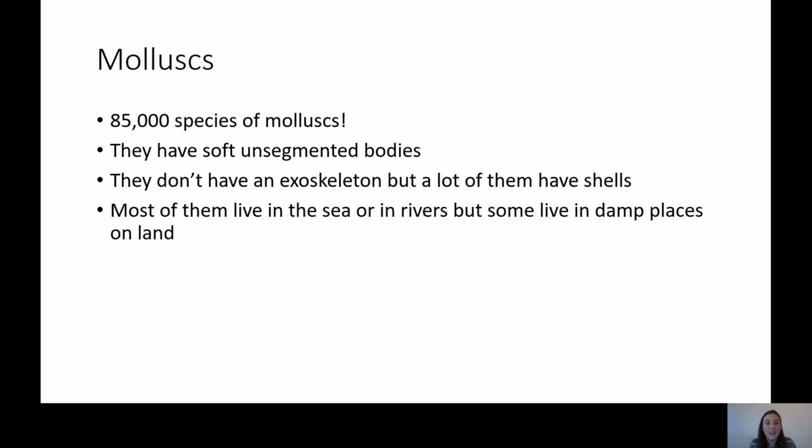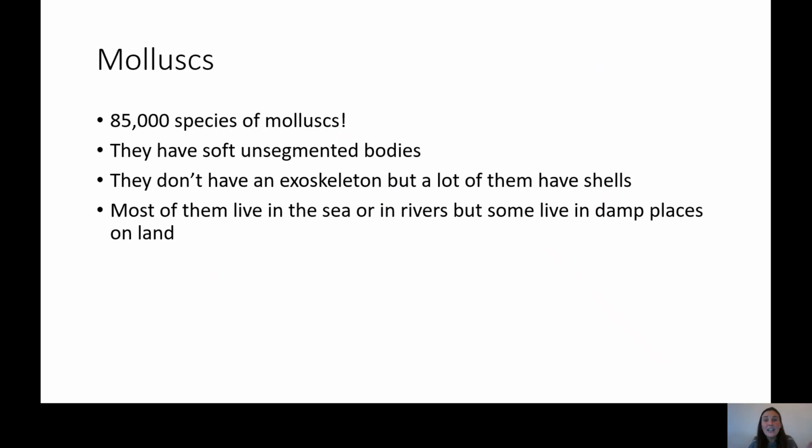So there are 85,000 different species of mollusks in the world. They have a soft, unsegmented body. All right, so that means they're, like a worm has lots of different segments, lots of different parts to its body. Mollusks just have one soft body, all right, that it's not in lots of different parts.